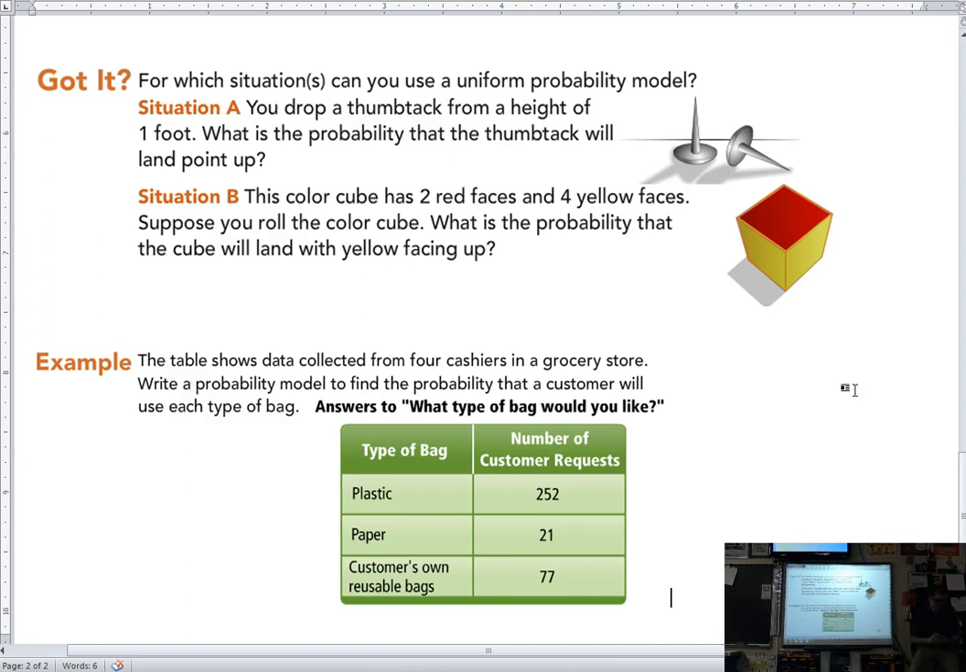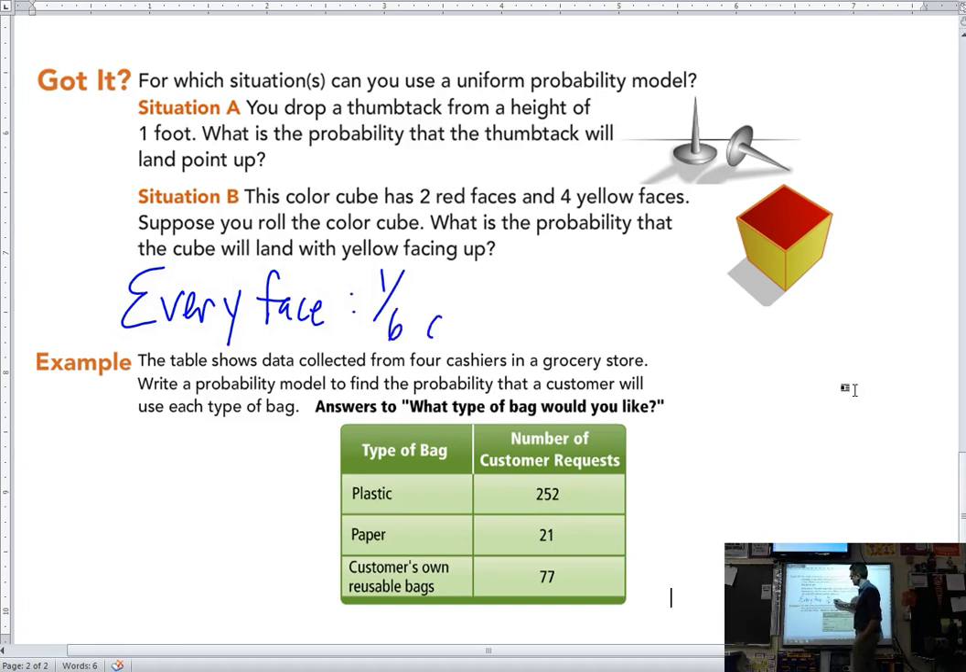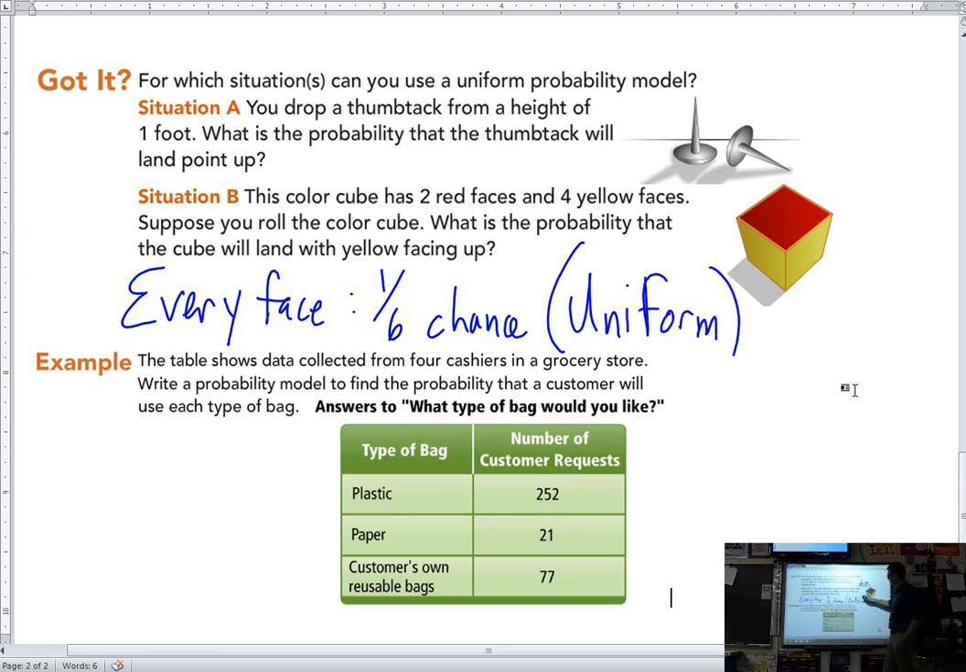Yeah, so the reason we can use this is every face is a 1/6 chance. Uniform. So, thank you. That is what we call uniform. Now, I'm not saying yellow is equally likely to red, but every face that we're using is evenly likely and it's uniform. Questions?